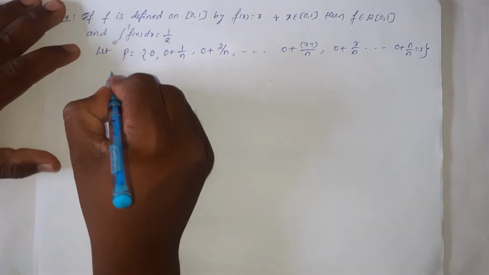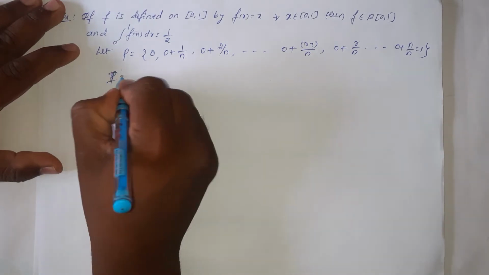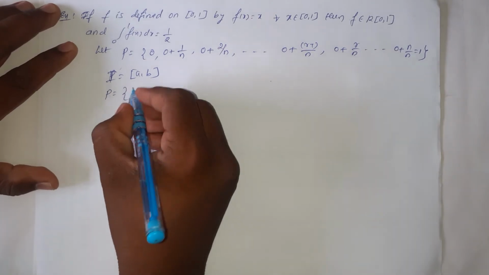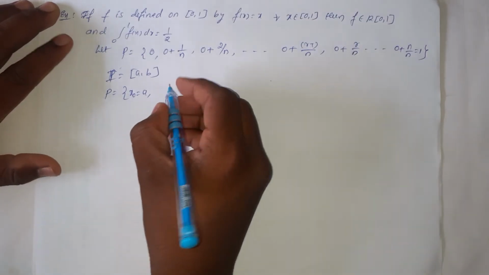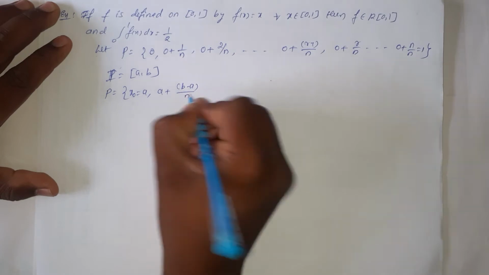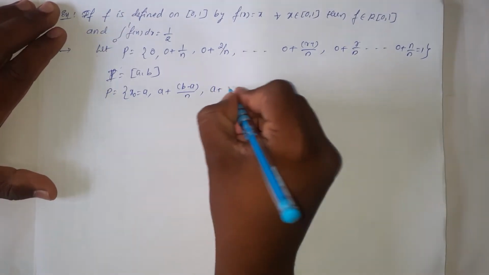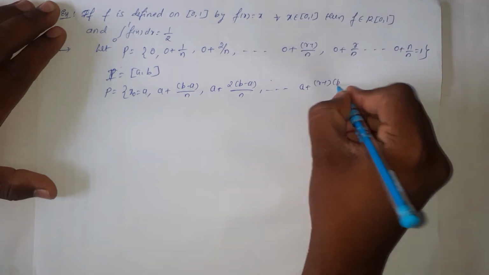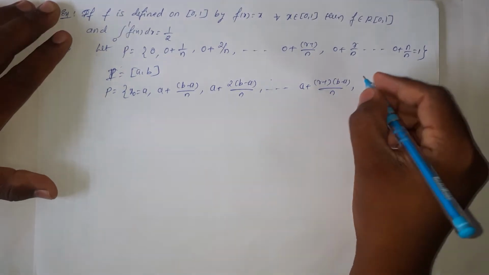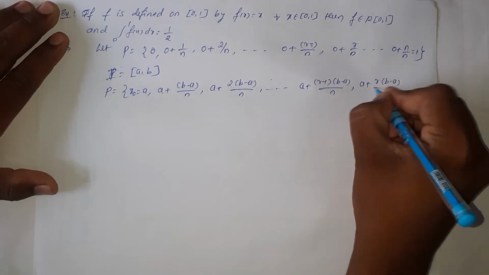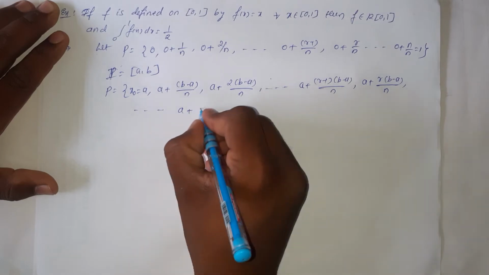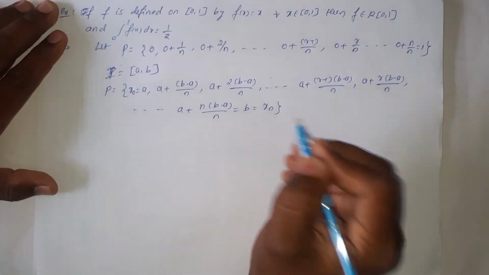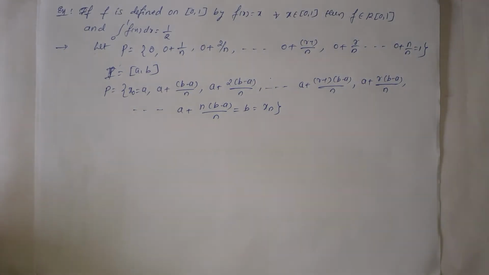Here, we know that if the closed interval I is equal to [a, b], then we can divide this interval into n equal parts such that P is, the first point x0 equal to a, then the next point x1 is a plus (b minus a)/n, then x2 is a plus 2(b minus a)/n, and so on, a plus (r minus 1)(b minus a)/n. It is the rth subinterval, then a plus r(b minus a)/n, and so on. The last point is a plus n(b minus a)/n, which gives the value b, equal to xn. So this is the way to divide the given interval into n equal parts.